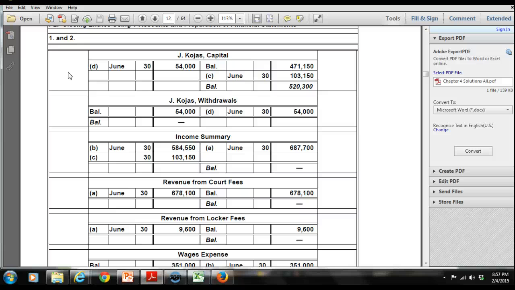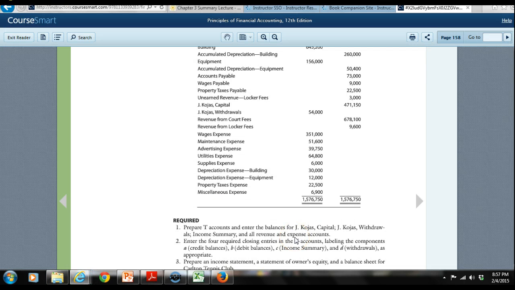After we do that, the only thing that needs to be adjusted is the capital account. If you think about it, our revenues are totally zero. Our expenses are totally zero. Our withdrawals are totally zero. The only thing left, or that was adjusted, is the capital account. Okay?